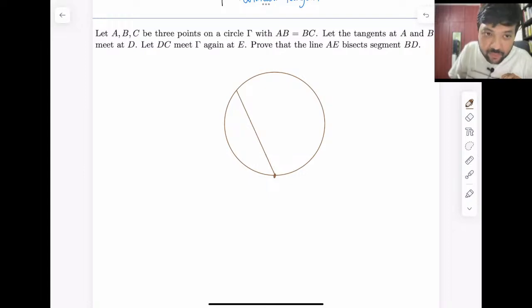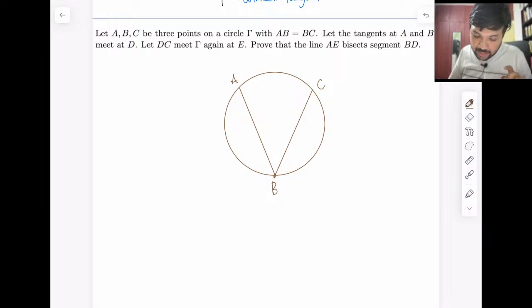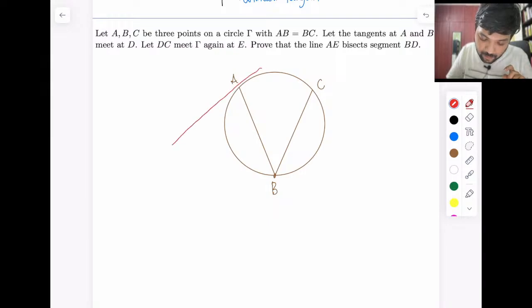Let's start solving problems. Supposing you have BA equal to BC, let the tangents at A and B meet at D. I'm going to draw it roughly.